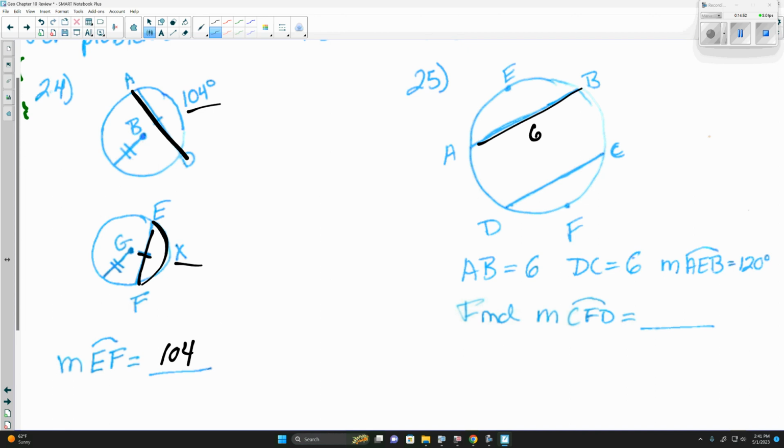AB is told to us to be 6. BC is told to be 6. The measure of AEB is 120 degrees. So this has to be 120 degrees also, because if the chords are congruent, the arcs that connect them are congruent as well. Questions on 24, 25.